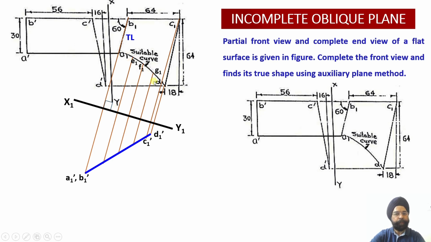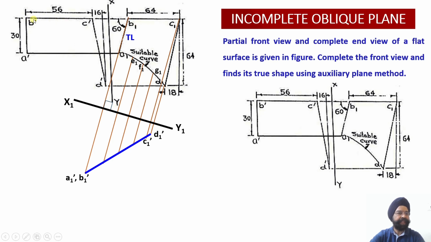Had this curved portion not been missing, what would have happened? We would have got E1 and E1 dash in the same straight line. We would have got F1 and F1 dash in the same straight line. We would have got G1 and G1 dash in the same straight line, because otherwise you can check A dash and A1, they are in the same straight line.